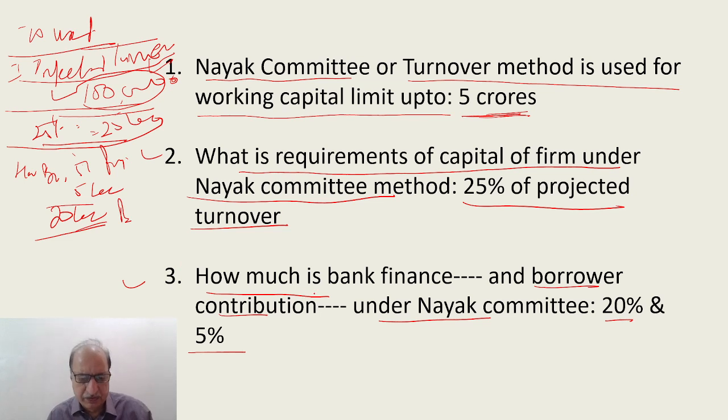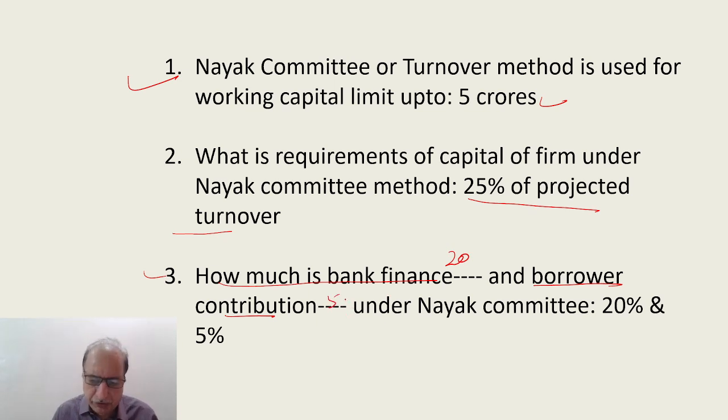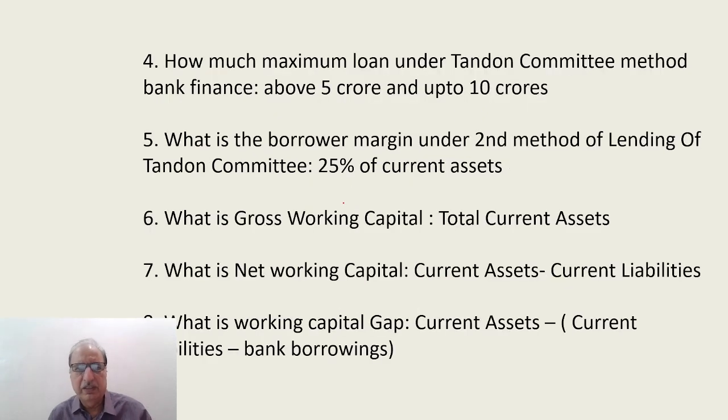So coming again. Question number 1: the Nayak Committee method is used for working capital limit up to 5 crore. Then what is the requirement of capital of the firm under the Nayak Committee method? This is 25% of the projected turnover. Then third, how much is bank finance and borrower contribution? Here bank finance will be 20% and the borrower will contribute 5%. So, clear about it? Let's go to the next one.